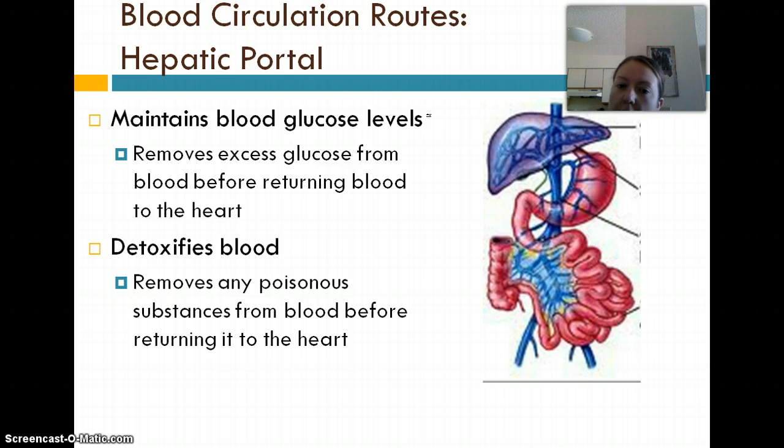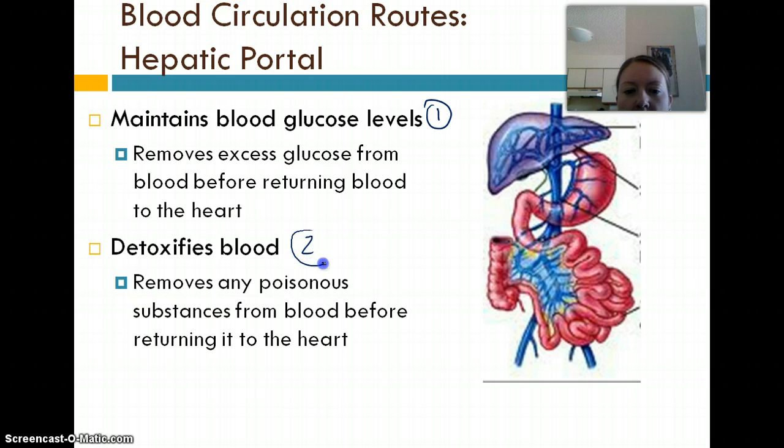Well, there's two things. The first thing is that since we just came from the small intestine where all the nutrients are from the food we ate, the liver does this first. The liver takes a lot of extra sugar out of the blood for storage as glycogen. So that's one reason for the second capillary bed.